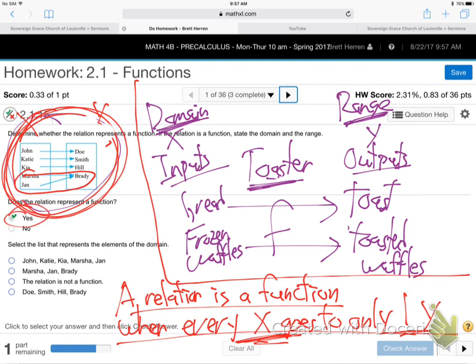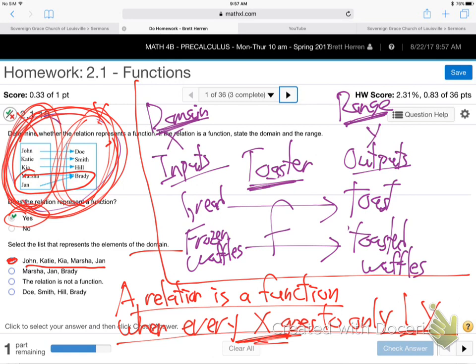And now it says list the domain. What's the domain? Well, the domain is this. So I'll leave that to you. That must be John, Katie, Kia, Marcia, Jan. Yeah, it's this right here. This is the domain. If they're going to ask you the range, what's the range? This is the range over here. So domain and range is just inputs and outputs. Make sense so far?